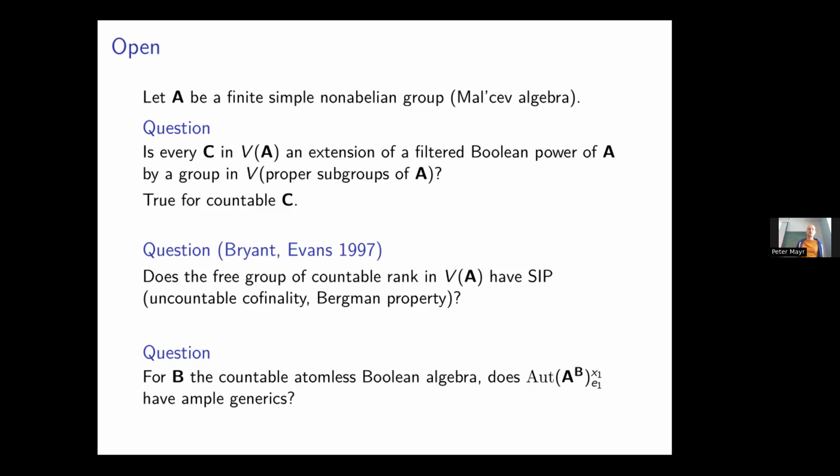And finally, we showed that this filtered Boolean power of A by the countable atomless Boolean algebra has the small index property and uncountable cofinality and the Bergman property, right? But we still do not know whether it has ample generics, which would subsume all the other three results. Yeah, so it's unclear how to get that.